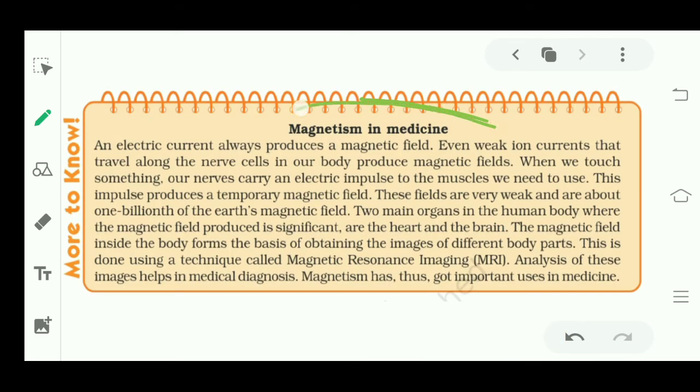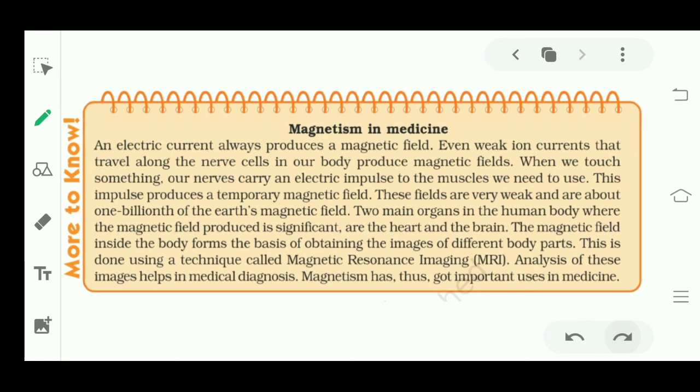Now, magnetism in the medical field. How do we use magnetism in medicines? Have you ever heard about MRIs? Magnetic resonance imaging, MRI, right? We use MRI to scan our body parts like the heart and the brain. We use MRI to scan our body parts, and then we can find what the problem is in our body parts with the help of MRI. And the MRI technique we use on the basis of magnetism, right?